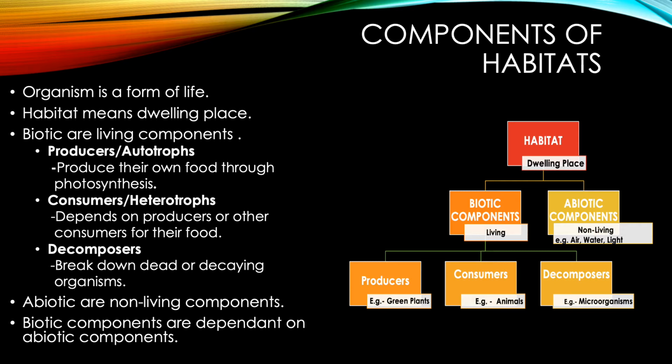Producers, also known as autotrophs, produce their own food through photosynthesis. Example, green plants. Consumers, also known as heterotrophs, depend on producers or other consumers for their food. Example, animals. And decomposers break down dead or decaying organisms. Example, microorganisms like bacteria, fungus, etc.